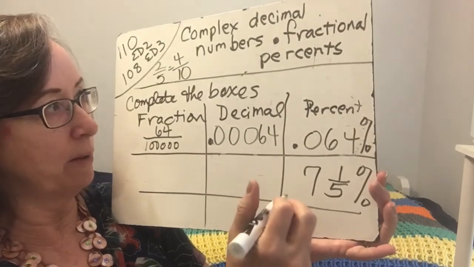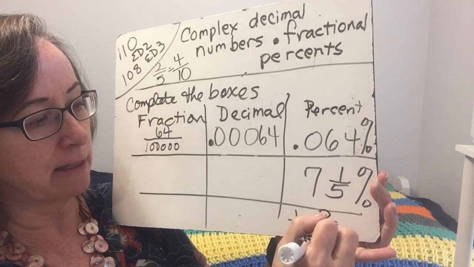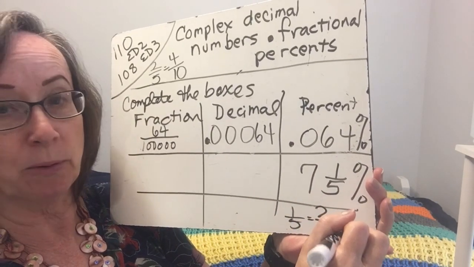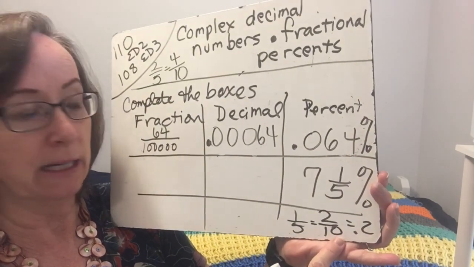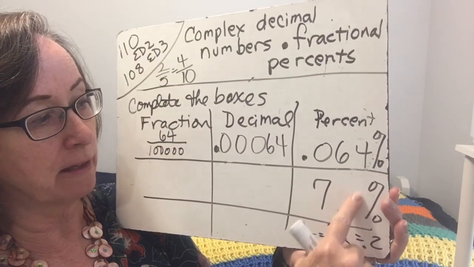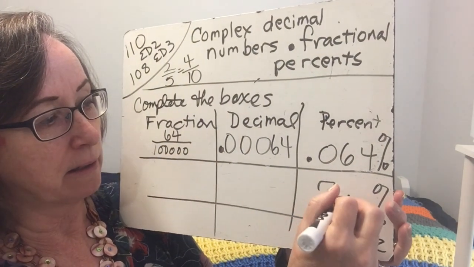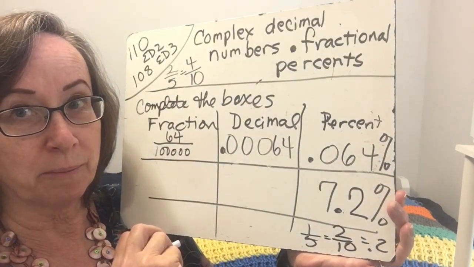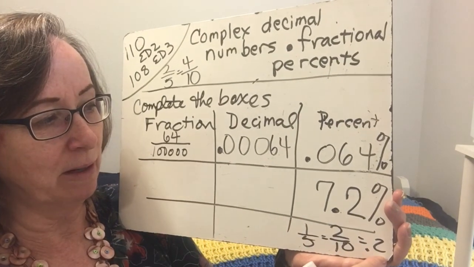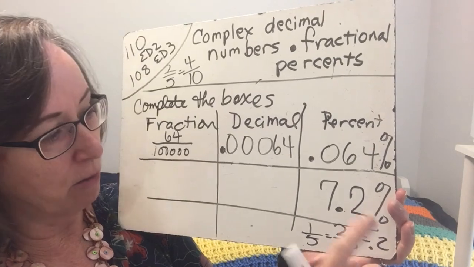All right, so now 7 1/5%. Now we know that 1/5 is the same thing as 2/10, which is the same thing as 0.2, right? So now I can change the 1/5. Since I don't have a decimal here, it's going to be 0.2. So 7.2 is what we're trying to change.